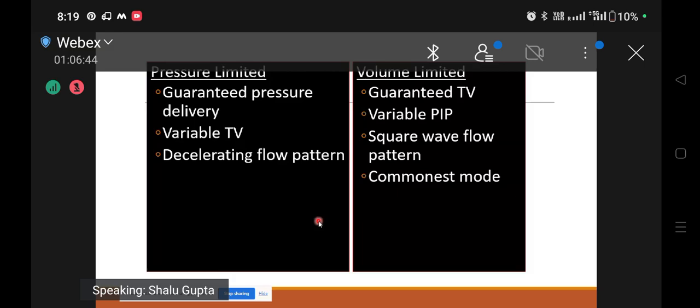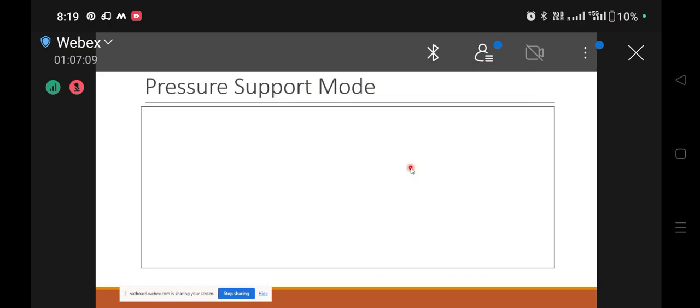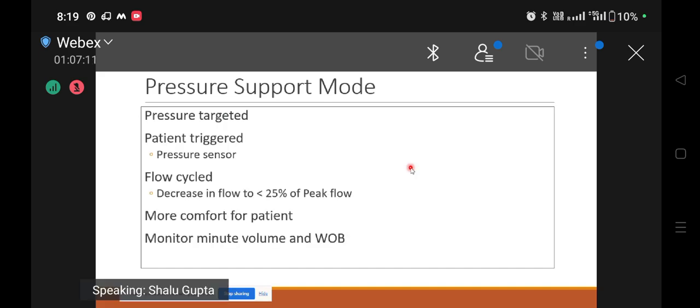Again, if you talk about pressure versus volume, in pressure they deliver a targeted pressure, in volume they deliver a targeted volume. There's a variable tidal volume, there's a variable peak inspiratory pressure, there's a decelerating flow pattern which is said to be more alveolar friendly. There is a square wave pattern, and this is commonly used in most of our clinical practice.